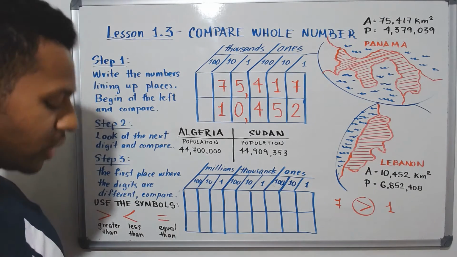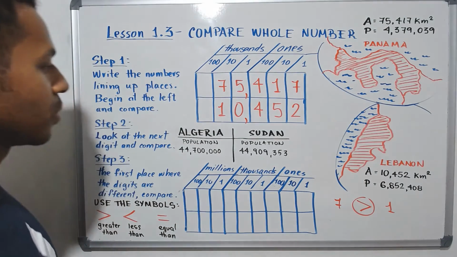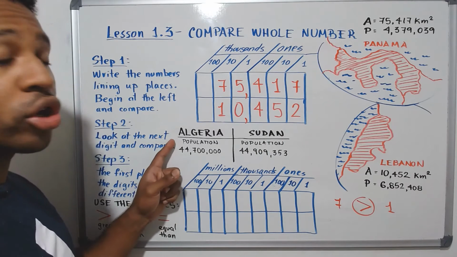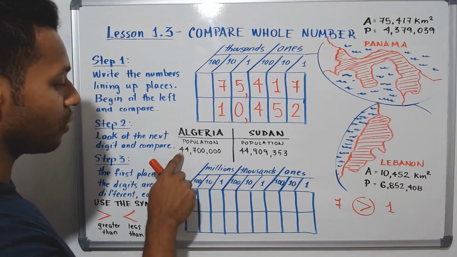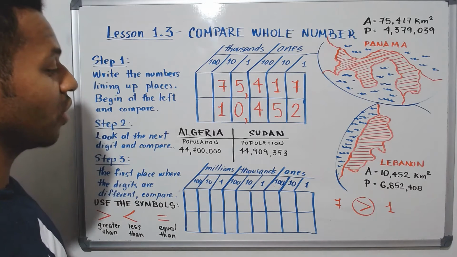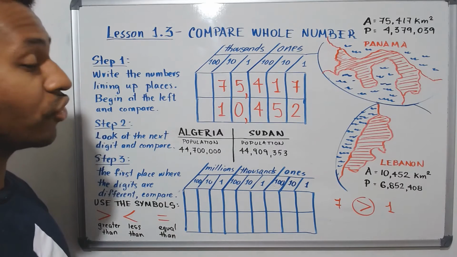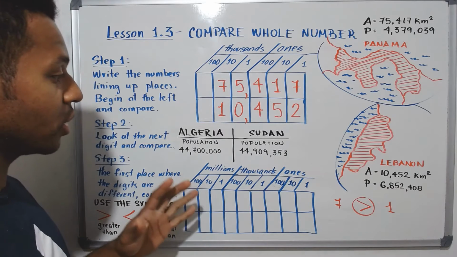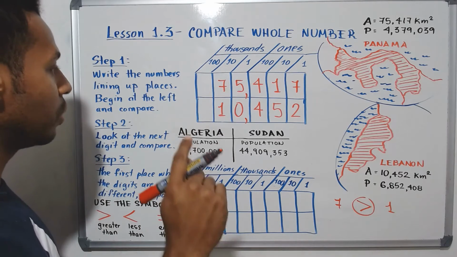Okay, let's look at the next example. In the second example, we have the countries Algeria and Sudan, and we're looking for the population, the people in these countries. For the first country, we have 44,700,000. And for the second one, we have 44,909,353. So it's important to follow the first step: writing the numbers, lining up the places.